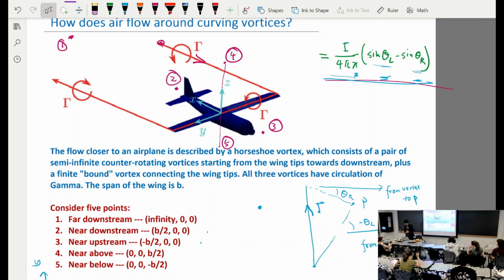Yeah, let's just think about it as the larger theta in the positive direction of the vortex minus the smaller theta in the other direction. Maybe put it as theta plus and theta minus, that might be easier, right? Maybe that's easier to think about. All right. Does that help?